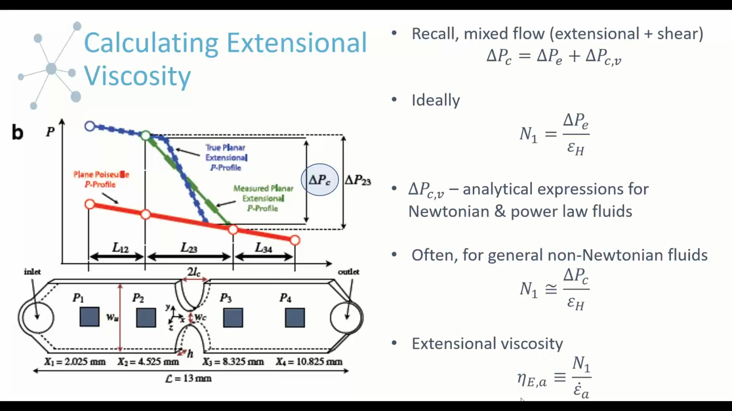And then just again to review, the extensional viscosity is defined as this first normal stress difference divided by the apparent extensional rate. So what we're going to do is show a quick example of how things can change when we are able to subtract off this steady shear contribution to the pressure drop and then correct the normal stress difference.